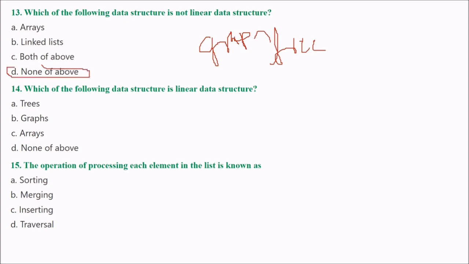Next is which of the following data structure is a linear data structure? Arrays. It is a linear data structure because graphs and trees are non-linear. So we'll go with the array. C is the answer. Next is the operation of processing each element in the list is known as the operation of processing. And this is nothing but the traversal.